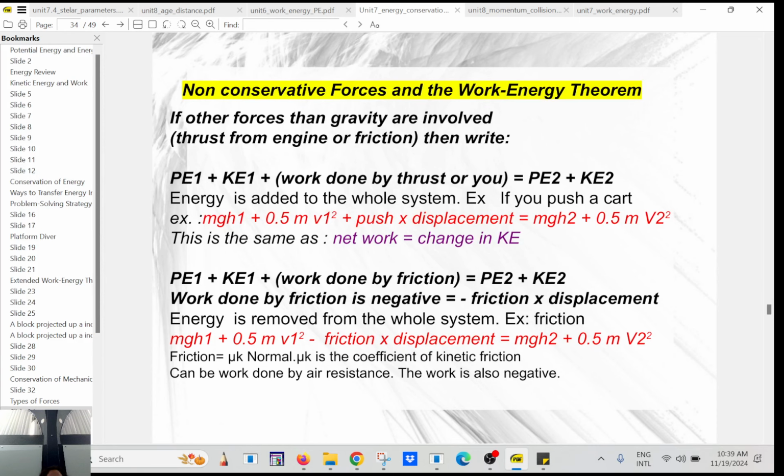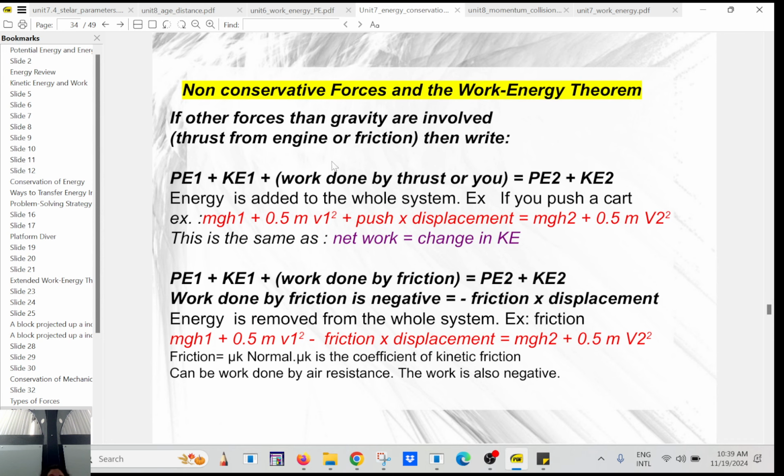So conservation of energy will be the total energy you begin with, potential plus kinetic, plus whatever is added to the system, minus the work done by air resistance or friction. That will be equal to the energy after. Now, a different way to write exactly the same thing will be the net work done on the system equals the change in kinetic energy. It's the same thing. It's a different way to write it down.